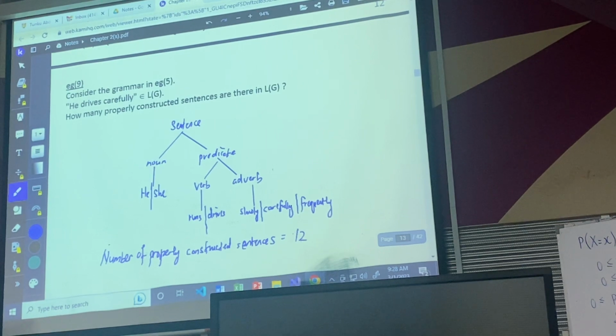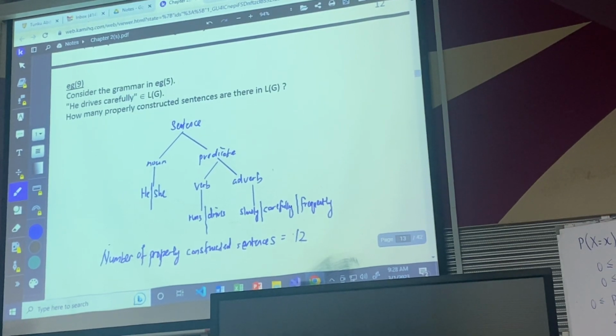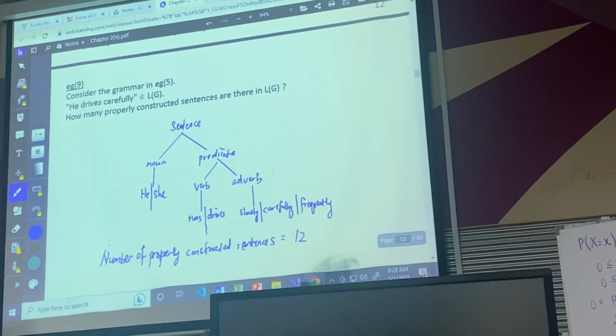Okay, up to here, any question you want to ask? So that is to tell you how the properly constructed sentences come from the starting point until the elements from set S. Okay.